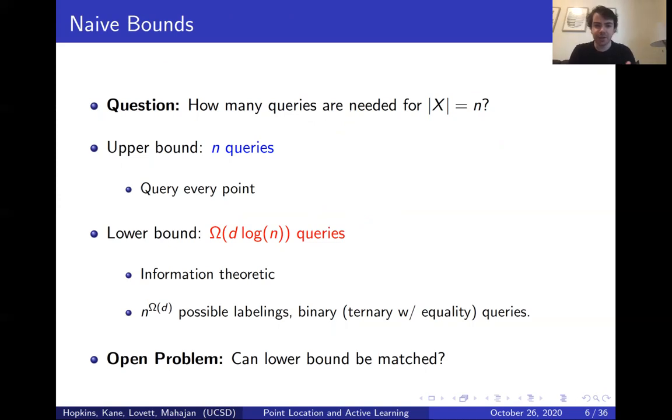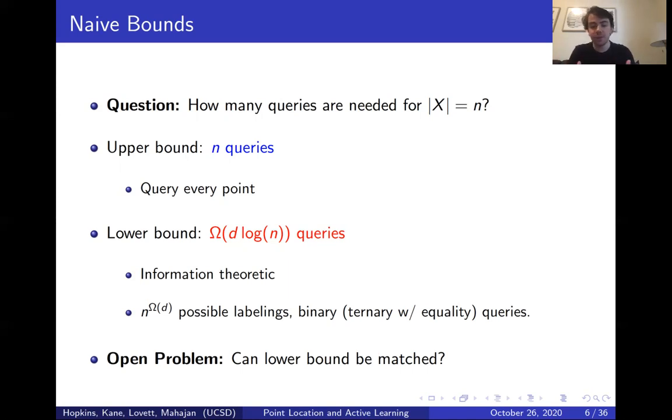And this is information theoretic. It just follows from noticing that there are arrangements of n points in d dimensions where, by passing half spaces through different points, you can get n^d possible labelings. And since our queries are binary, or maybe ternary if you consider equality, you have to make at least log of n^d queries to be able to get all the different possible solutions, which is d log n. So this is how you get this d log n information theoretic lower bound.